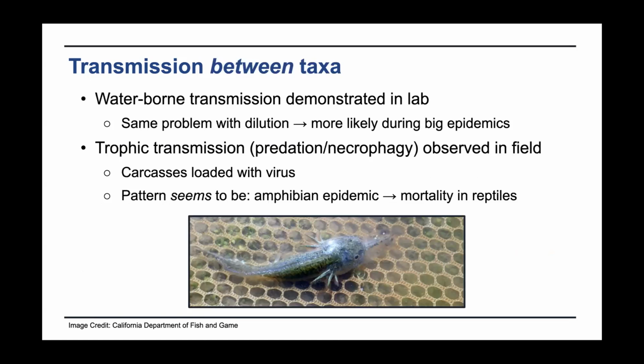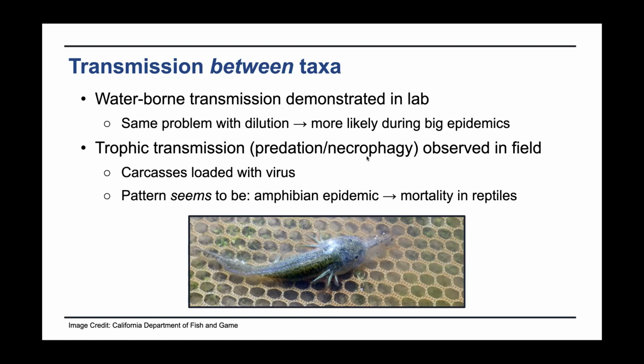So transmission between taxa, I should point out in laboratory experiments, waterborne transmission has been demonstrated. You can transmit infections from a turtle to a frog, or a frog to a turtle, or a fish to turtles, etc. But again, I just want to point out that we sort of have the same problem with dilution. So transmission through the water to some non-target species is probably much more likely during a big epidemic. My suspicion is that trophic transmission, so predation and necrophagy, is more important than transmission through the water.